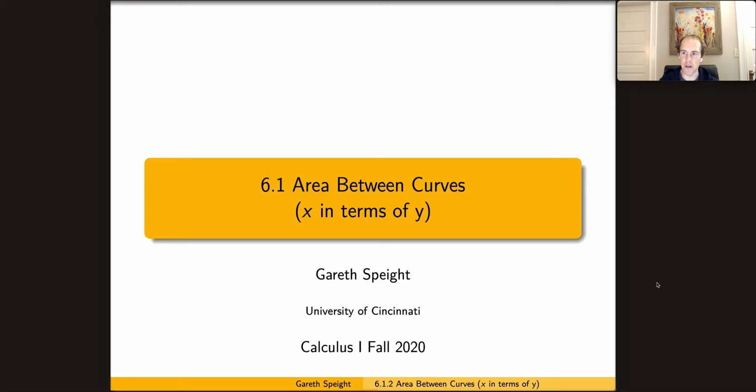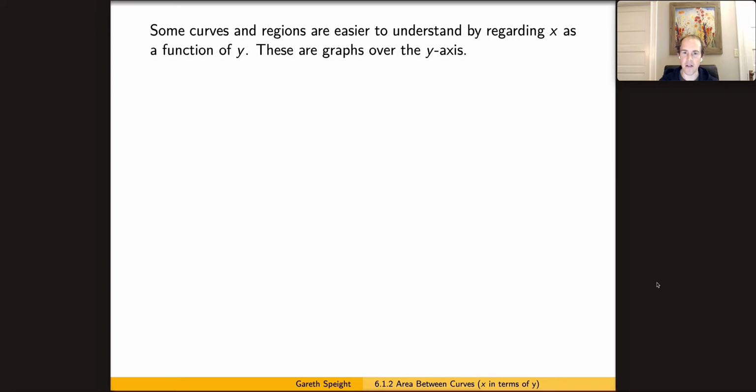So we'll have curves x in terms of y, and instead of integrating with respect to x, we'll integrate with respect to y. And instead of finding the area bounded by the curve on the x-axis, it will be the curve on the y-axis and so on. So basically, we just swap the x and y's everywhere. So let's see how that works.